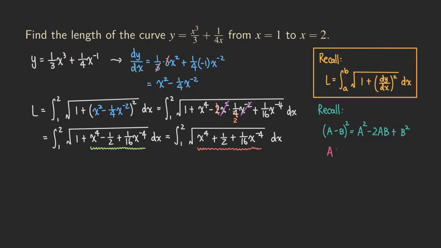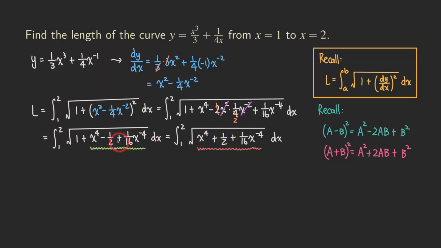So if we have (a plus b) squared, that's actually equal to the first term squared plus 2 times the first term times the second term plus b squared. Do you see the difference between those two? It's really just that sign that's different. Okay, and then we are actually getting the same thing right here.